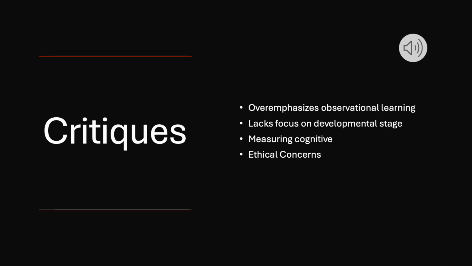Some of the critiques. Despite its strengths, social learning theory has faced criticism. Number one, it overemphasizes observational learning, underestimating biological and genetic influences on behavior. It also lacks a detailed focus on developmental stages, which limits its ability to address age-specific learning differences, compared to theories like Piaget's.